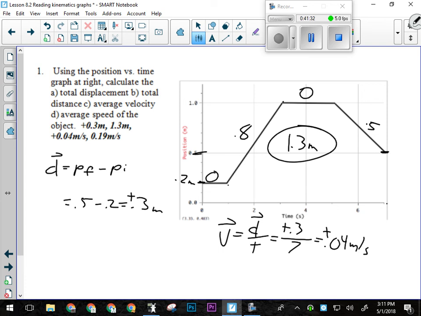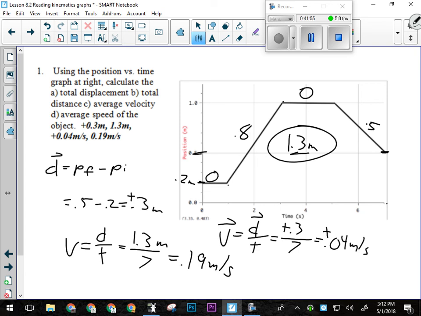And then lastly, the average speed is distance divided by time. I just calculated distance here. Okay, so 1.3 meters divided by 7 seconds gives us 0.19 meters per second. No sign on that one because speed is a scalar quantity.